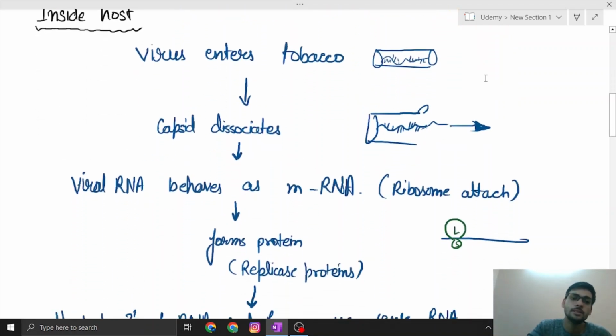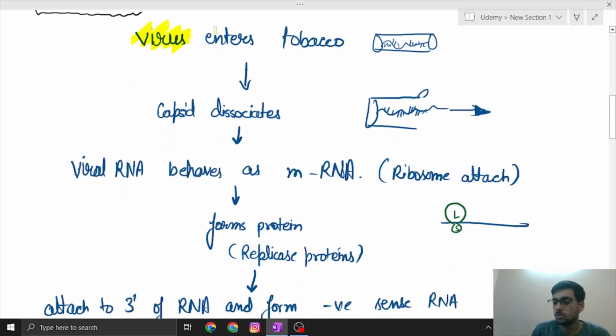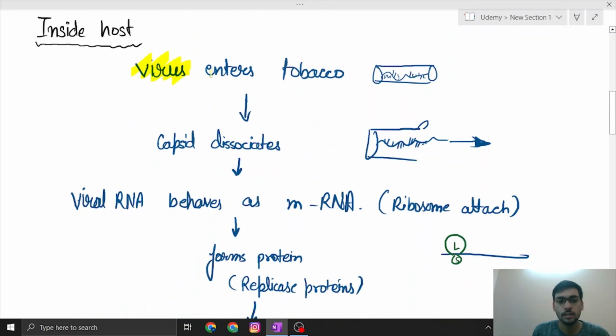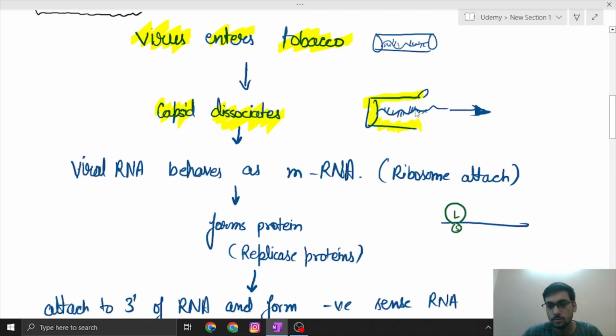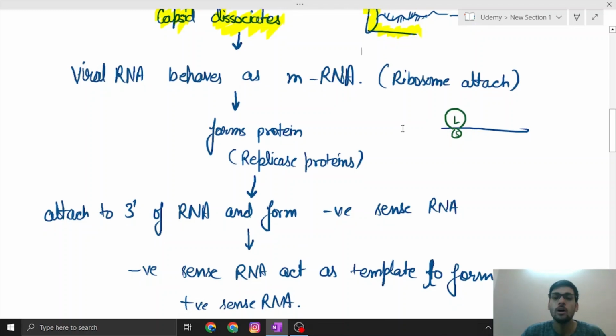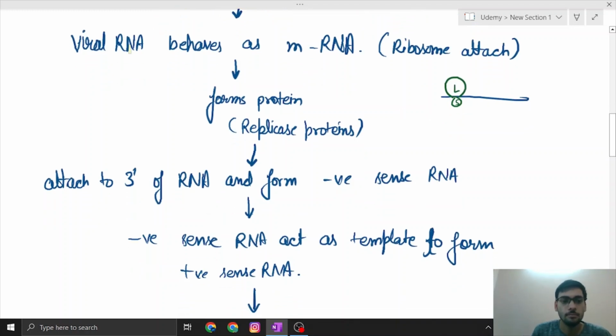Now what happens inside the host is, when the virus through these transmission methods comes in contact with a new plant, it enters that tobacco. After its entry, the capsid, this outer part, will dissociate and get destroyed, and this leads to the release of the RNA, the nucleic acid, into the host, which is tobacco. The viral RNA behaves as mRNA since it is a positive strand. Thus ribosomes, which have two units, large and small, get attached to this RNA.